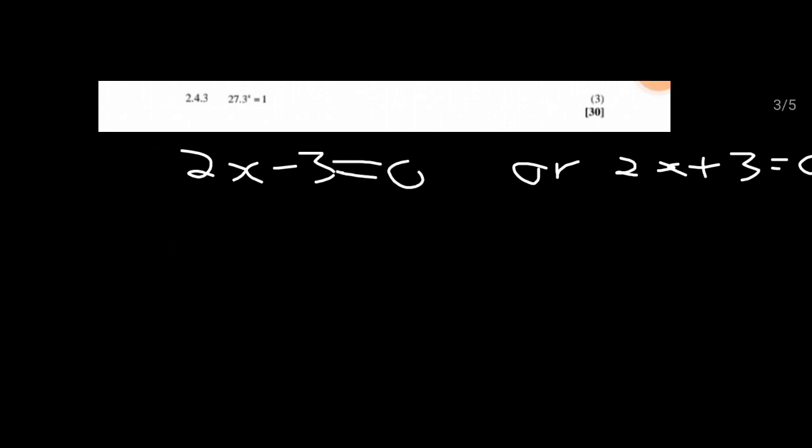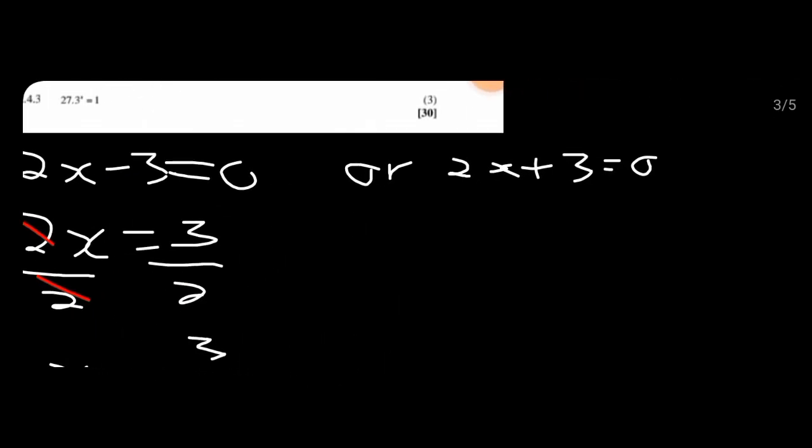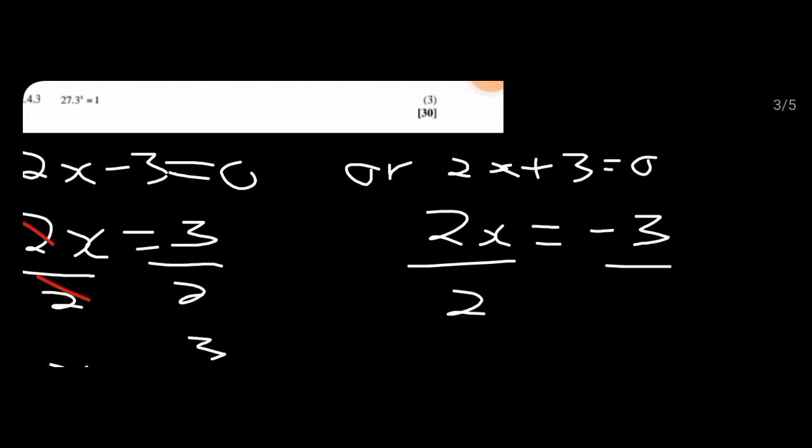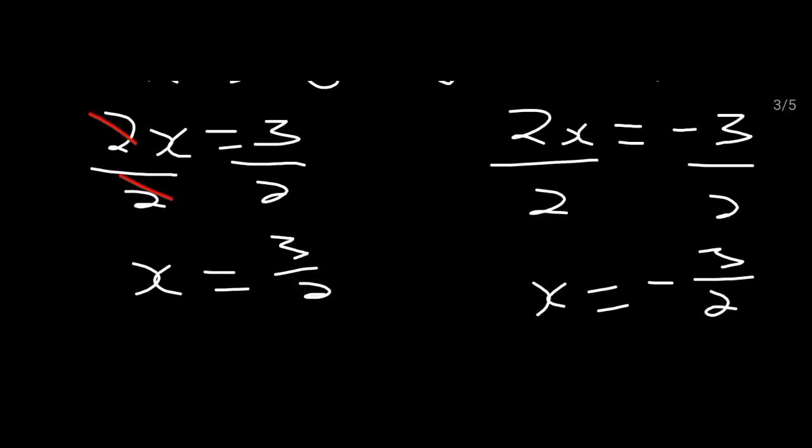So you can transpose 3 to the other side. You have to change the sign, you have a positive 3. Then you divide both sides by 2, then this 2 will cancel these 2, remaining x, then your answer is 3 over 2. And then this one, 2x plus 3, you do the same. 2x, we shift 3 across, it becomes minus 3, then you divide both sides by 2, and then you have x equal to negative 3 over 2. So the answer: x is equal to 3 over 2 or x is equal to negative 3 over 2.